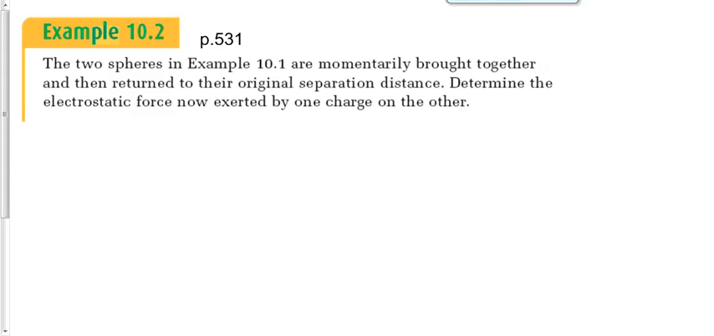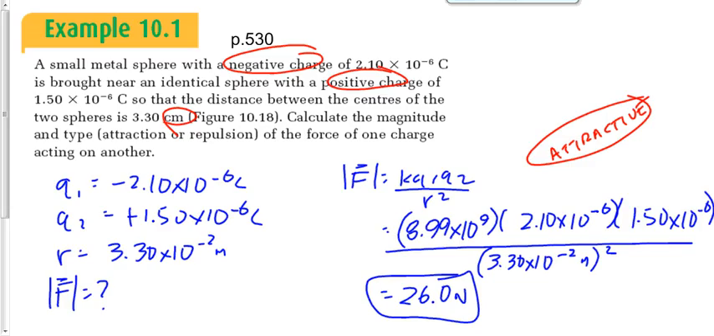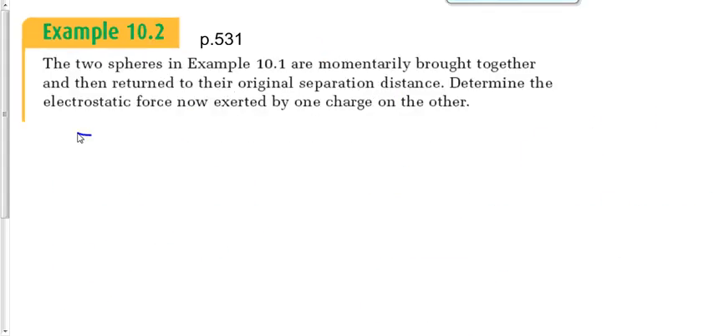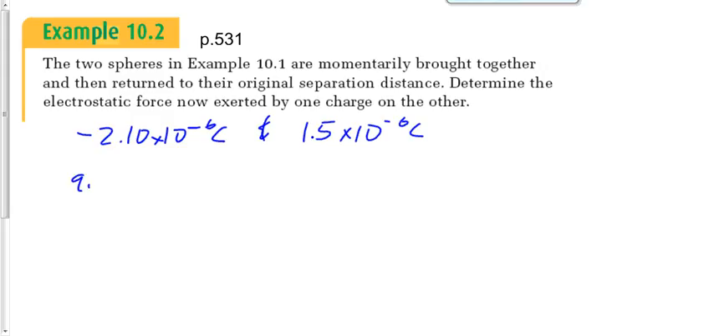Yeah, exactly. They balance out, right? So they started off as negative 2.1 and positive 1.5. But when they touch each other, what do they become? 2.1 and 1.5 gives me negative 0.3, or 3.0 times 10 to the negative 7. Is that right? I think that's right. 3.0 times 10 to the minus 7.